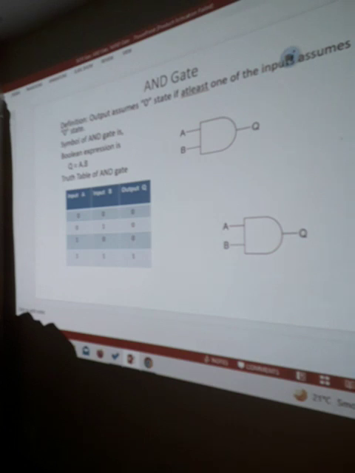If both the inputs A and B are 0 state, output is 0 state. If A is 0 state, B input is 1 state, output is 0 state. If A input is 1 state, B input is 0 state, output is 0 state. And if both the inputs are 1 state, then output is 1 state. Note that output is only 1 state if both the inputs are 1 state.